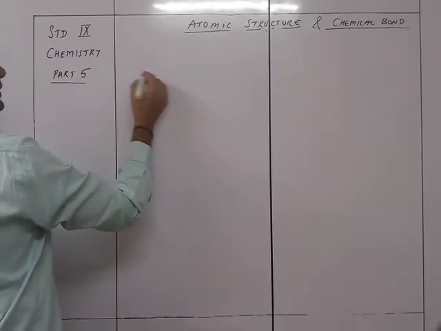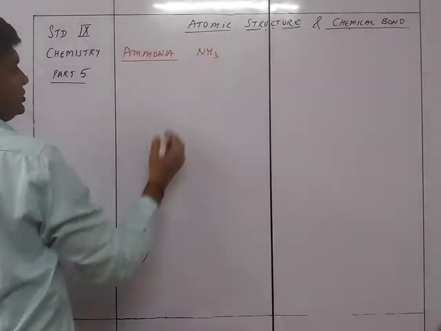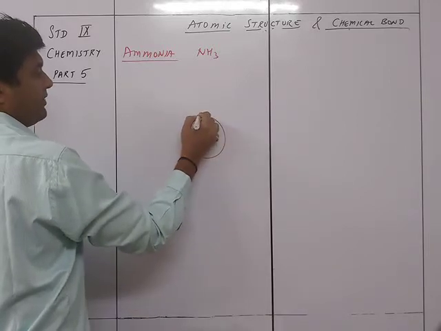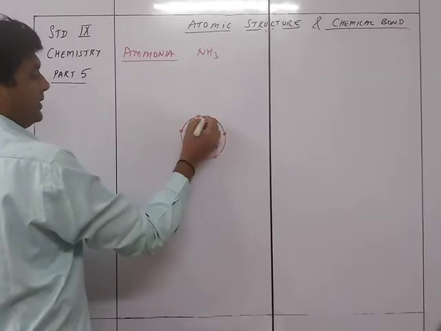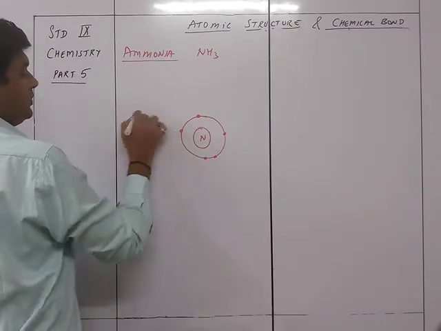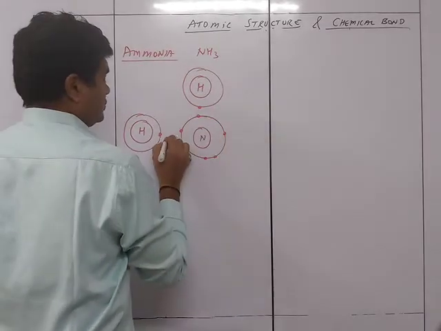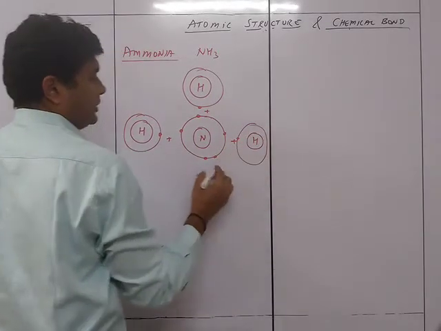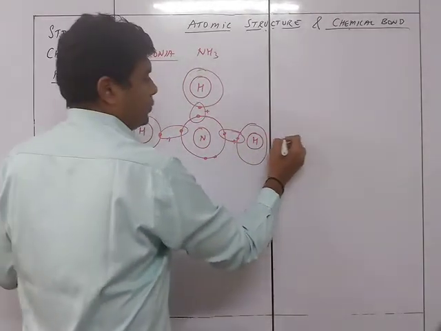So in case of ammonia, we know it is NH3. So we will be having the N at the center. N will be over here having 5 electrons. I'll paint it over here like this. So this is N. There will be a hydrogen over here with 1 electron, a hydrogen over here with 1 electron, and a hydrogen over here with 1 electron. So this will combine, this will combine, and this will combine to give you the resultant.